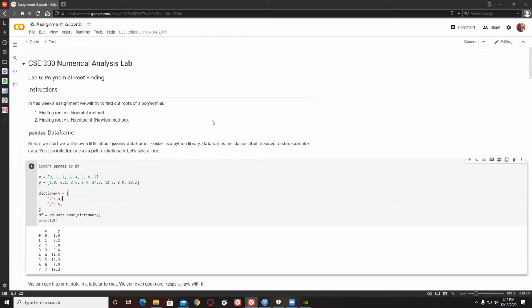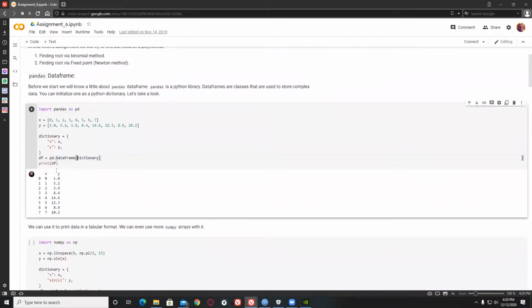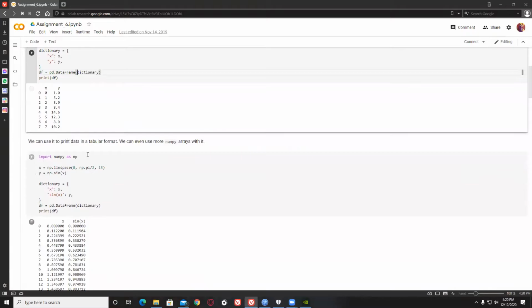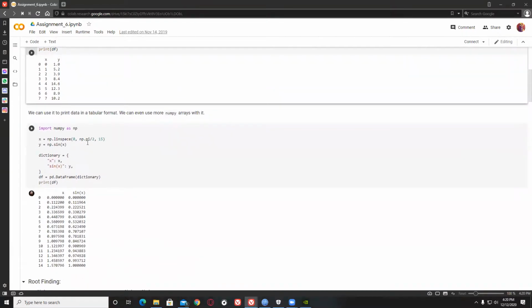Look at the code. So if we have two lists and we pass in those two lists into a dictionary, then we can create a data frame from that dictionary. So here's the data frame displayed with the two lists we created. Now, from our previous lab, we have seen how we can use np.linspace to generate the x values. And if we pass in that list to a function, then we will get the corresponding answers.